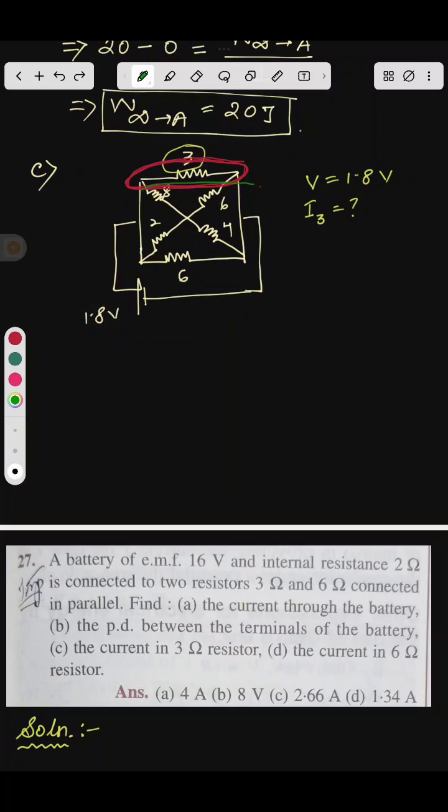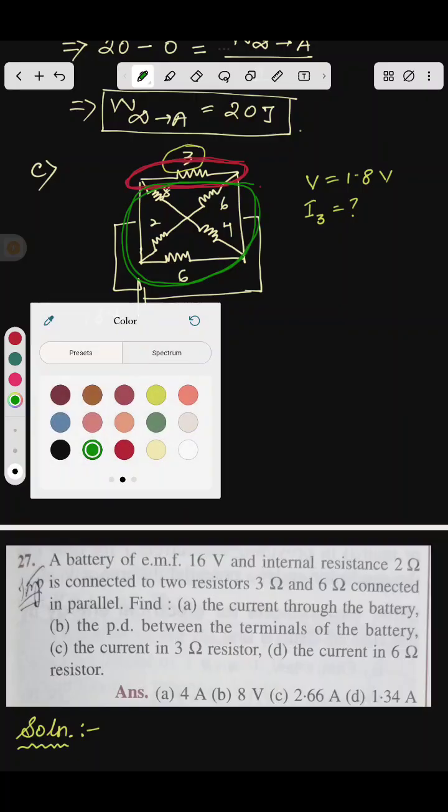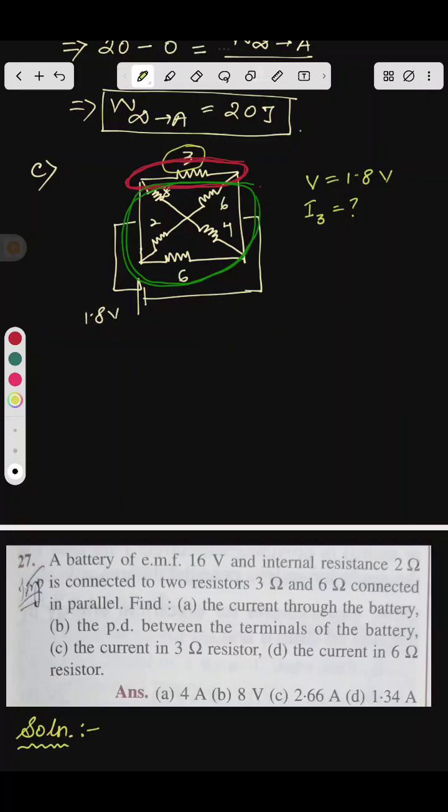This part is in parallel with the remaining part of the circuit, right? I can break the circuit in this way. Just a second. This part is in parallel with this part of the circuit, and here we are having the battery.